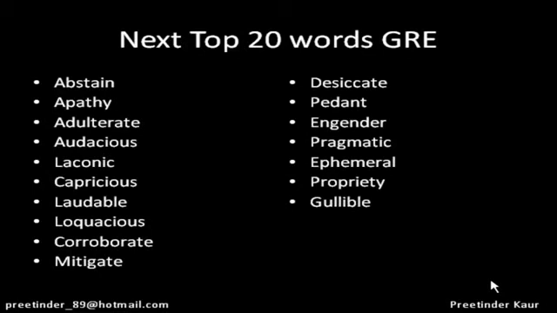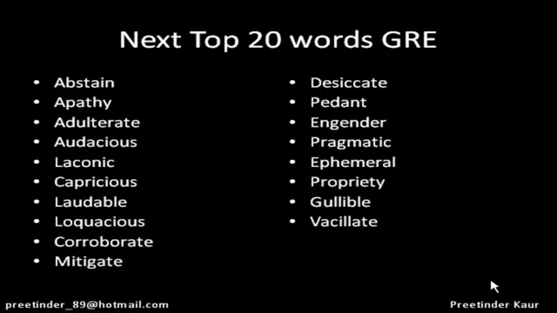Now the next is gullible. It means very naive and easily deceived. A person who keeps on following whatever other people say. For example, children are not gullible these days. That means they don't follow everything that adults or their elders tell them to.